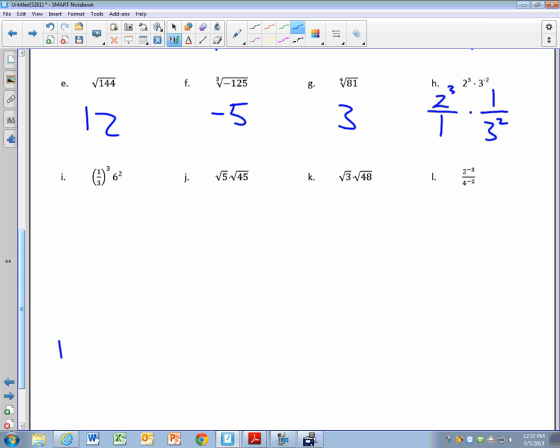Now it looks like something I can simplify. What is 2 to the third? So I have 8 over 9. So 8/9 is what this simplifies to. Any questions on H?